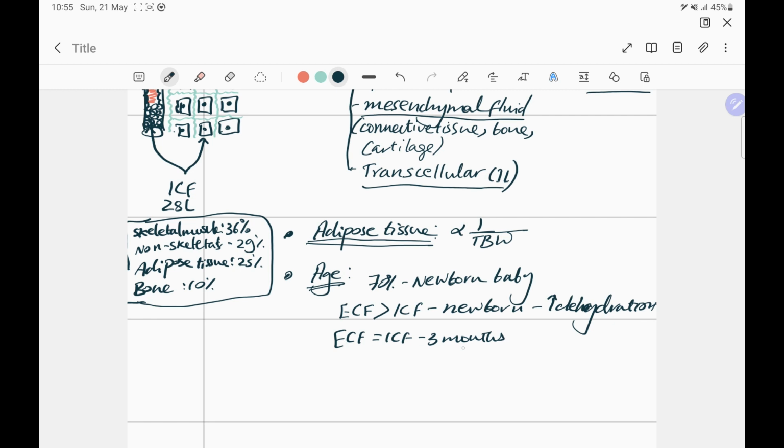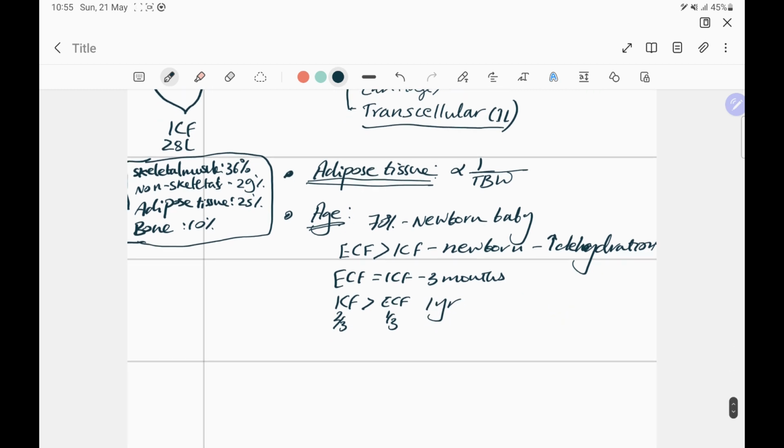They have more ECF volume than ICF. And then at 3 to 4 months, the ECF matches the ICF, and after that, as time progresses, the ICF will become 2/3 of your total body fluid water, which is more than the ECF, which is 1/3, and this happens by 1 year of age. So the change is happening gradually, steadily until the age of 1 year. Following this, as time progresses, you start to grow older and older, and eventually you hit puberty.